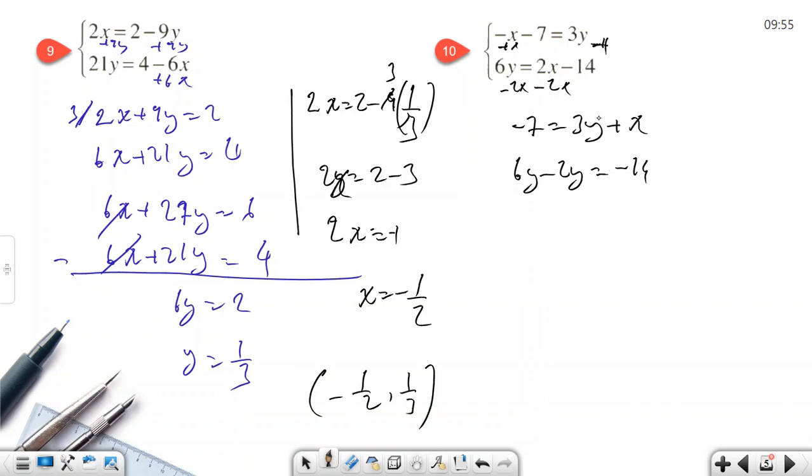In the first equation, I can change the place of the right side and left side of the equation. So that's going to be something like that: 3y plus x equals minus 7. 6y, hey, that's 2x. Come on.